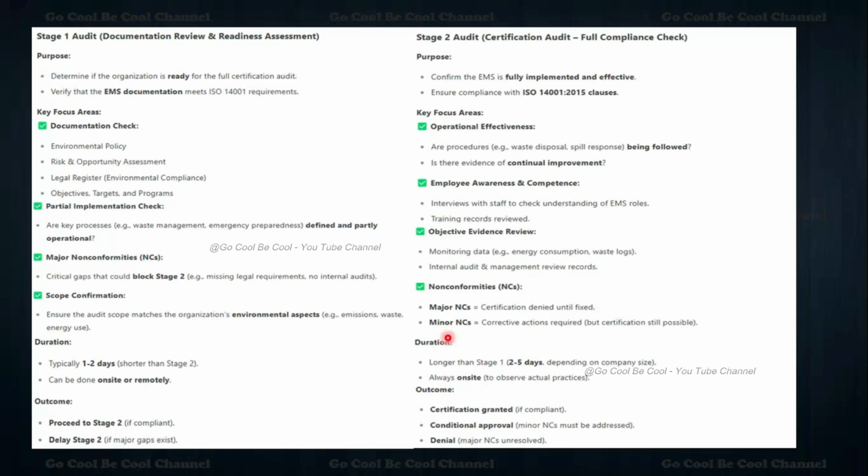Minor NC, yes, corrective action is required, but certification is still possible. Yes, yes. Duration is 2 to 5 days, always on site. Certification granted, conditional approval, and denied are the outcomes, which is also very nice. These two areas we can write, my dear friends: the stage 1 audit and the stage 2 audit. Based on the question, 2 marks, 4 marks, 5 marks, 10 marks, 15 marks, we can write whatever is suitable.